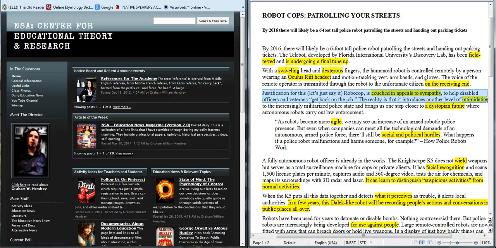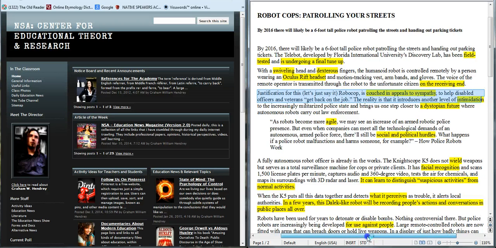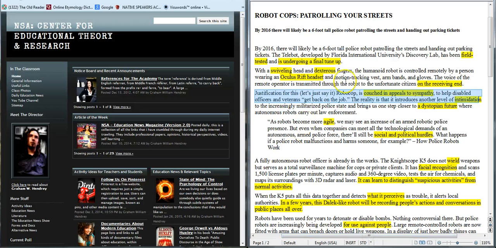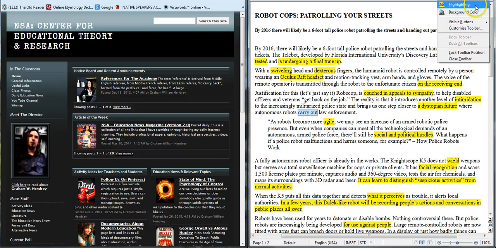The reality is that it introduces another level of intimidation to an increasingly militarized police state, and brings us one step closer to a dystopian future where autonomous robots carry out law enforcement. There's an interesting phrasal verb. Let's highlight that as well.